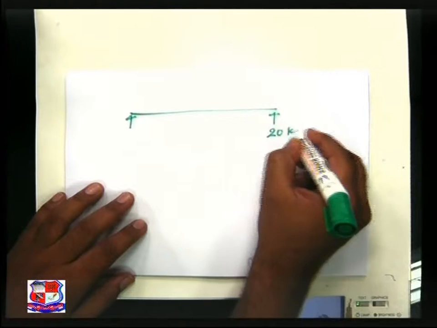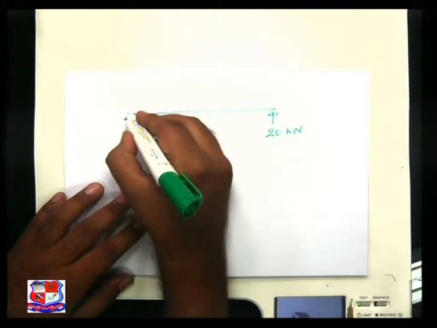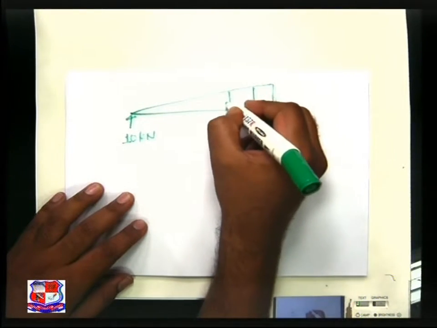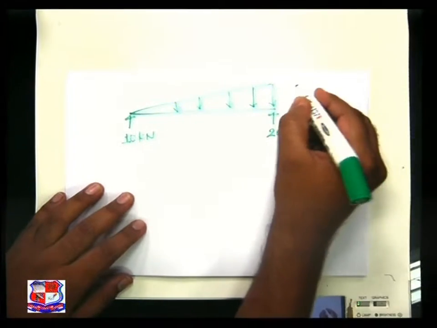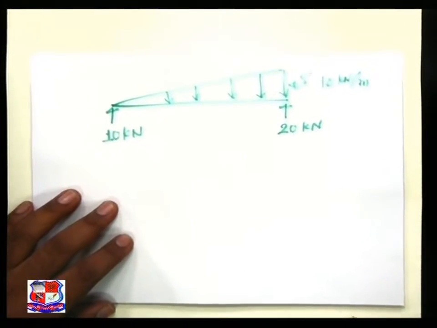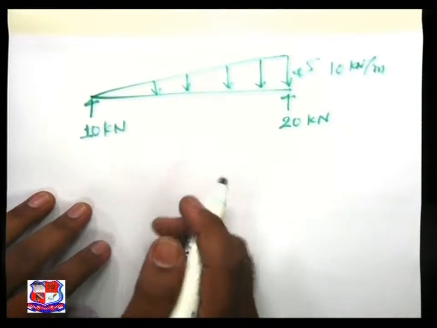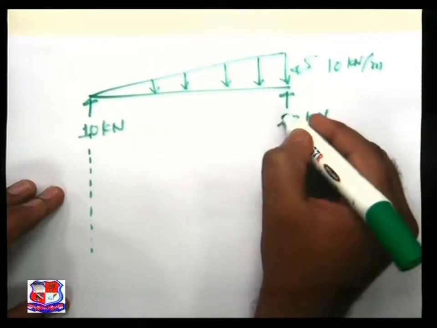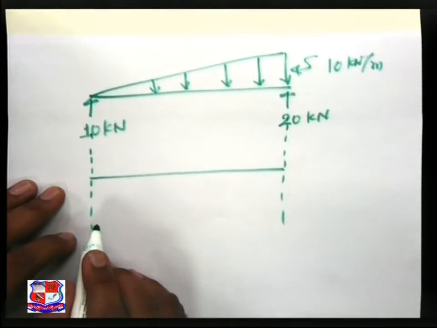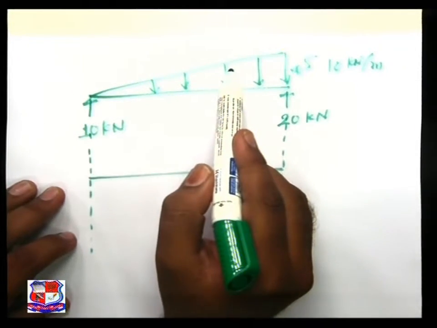This is of 20 kilonewton, 10 kilonewton, subjected to UVL. Now start with the drawing of the baseline. Here the given load is of UVL, uniformly varying load.